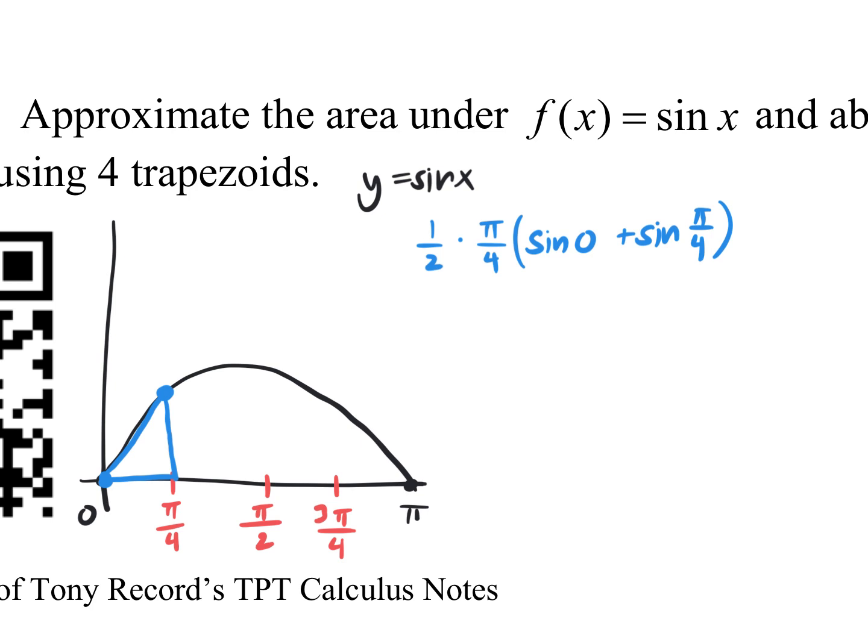Okay, my next rectangle, let's do red, okay? So I'm going to start at pi over 4 and pi over 2. I'm going to connect those two lines, and then I've got my little rectangle here. And if I were to write the area for this rectangle, or sorry, trapezoid, it is 1/2 times pi over 4 again. And then my y value at pi over 4 is sine of pi over 4 plus sine of pi over 2.